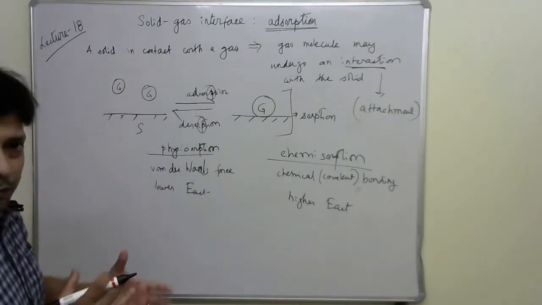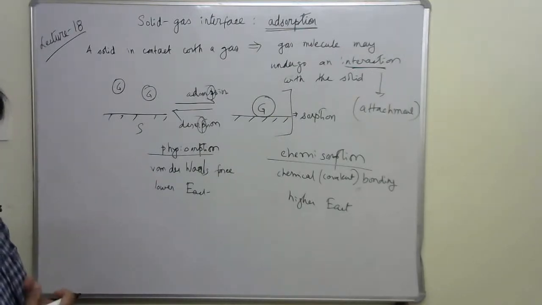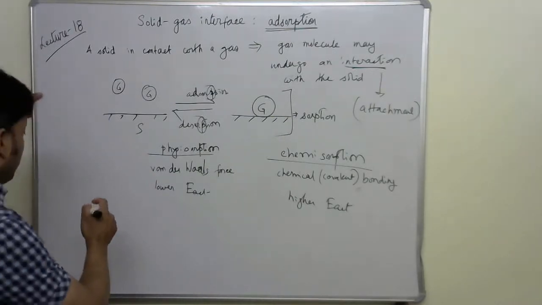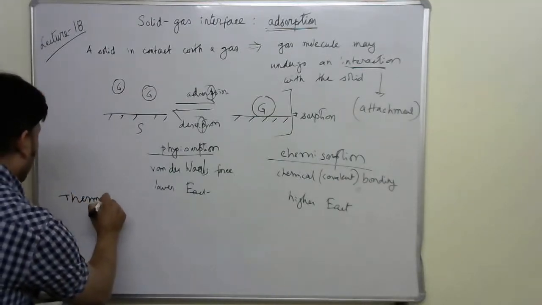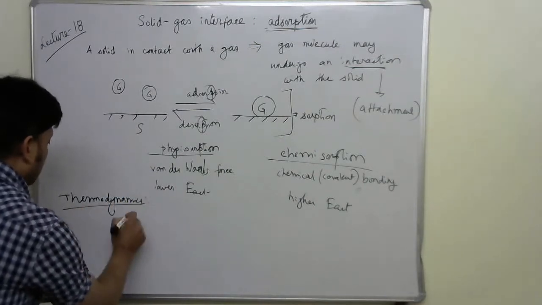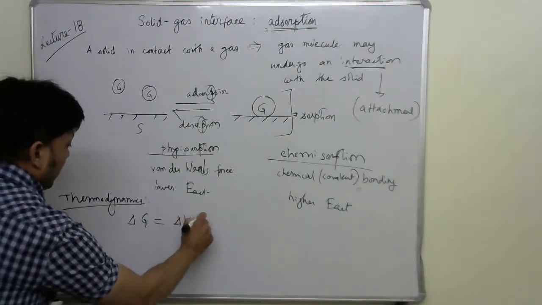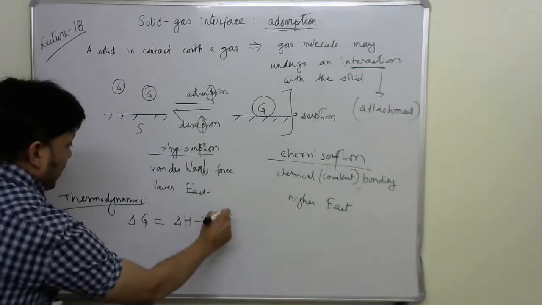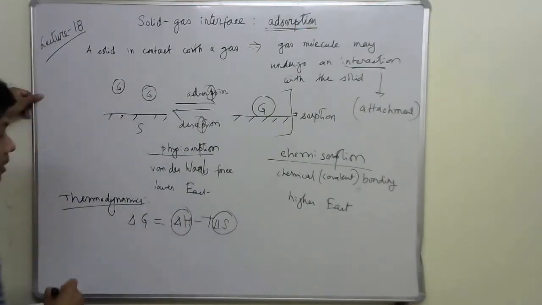Now there are some other differences too. In order to understand the other differences, we first have to focus on the thermodynamics of adsorption. Thinking in terms of delta G, delta G is equal to delta H minus T delta S, where delta S is the entropy change and delta H is the change of enthalpy.